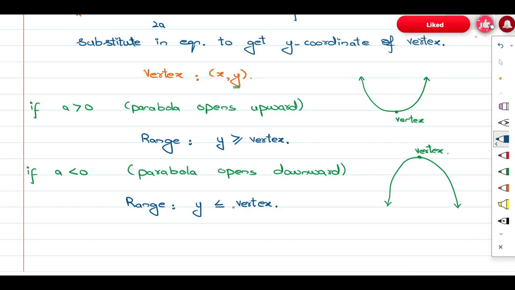When a is positive, the range is greater than or equal to the y coordinate of the vertex. When a is negative, the range is less than or equal to the y coordinate of the vertex, right?